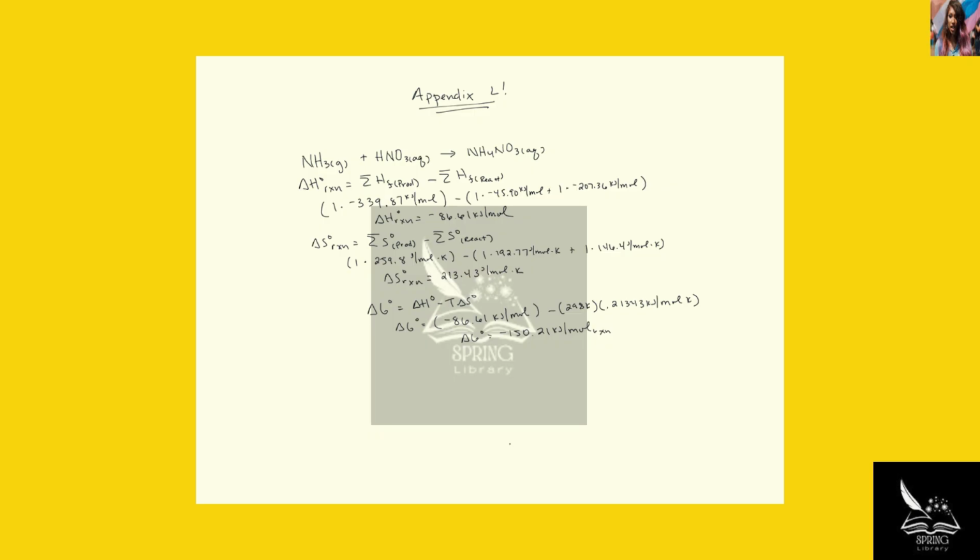So we repeat the process for the second reaction. We get that the delta H for the reaction itself is negative 86.61 kilojoules per mole. That's negative. We get the delta S of the reaction is positive 213.43 joules per mole Kelvin. We plug it into the delta G equation, and we get that the delta G is negative 150.21. This is another product favored reaction. And now that the delta H is negative and delta S is positive, this is driven by both enthalpy and entropy.